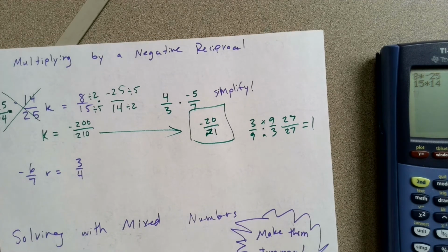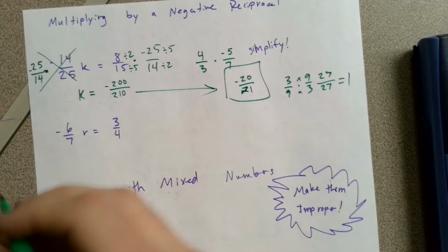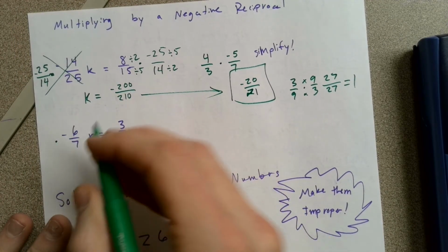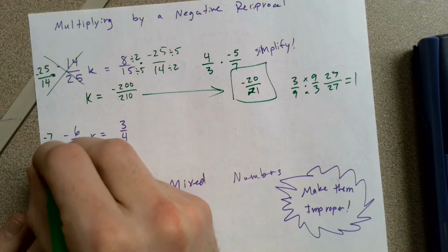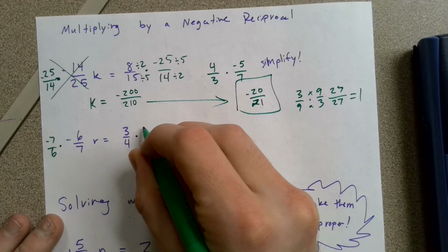Easy peasy. All right, here we go again. We're using that reciprocal to cancel this out. We have negative 6 over 7. Let's switch that up and go negative 7 over 6. Whatever you do to the top and bottom, whatever you do to one side, we got to do to the other.